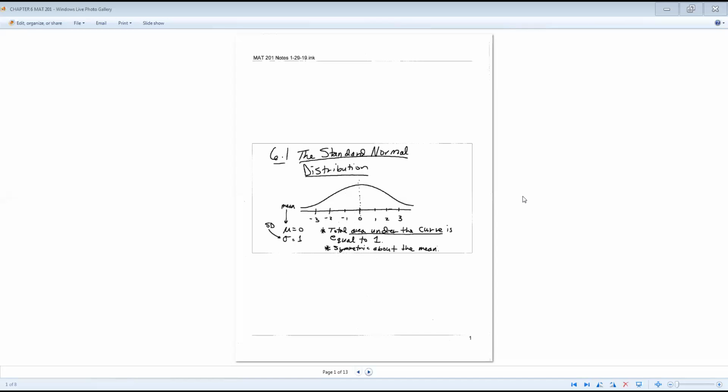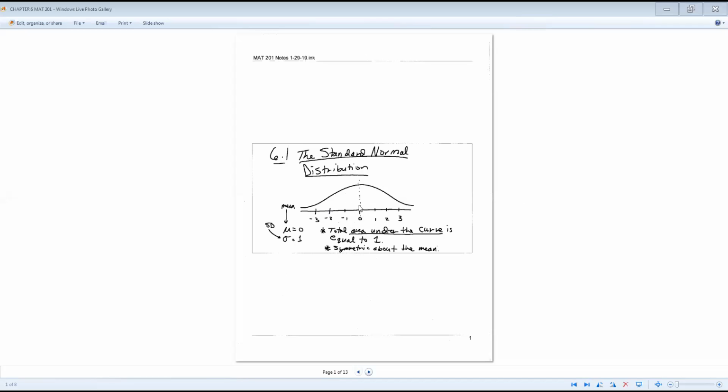All right, so this is a walkthrough of that fourth packet of notes that I gave you. It begins with the standard normal distribution. So here's your normal distribution curve. The total area under the curve is equal to 1. So everything under this curve is equal to 1.